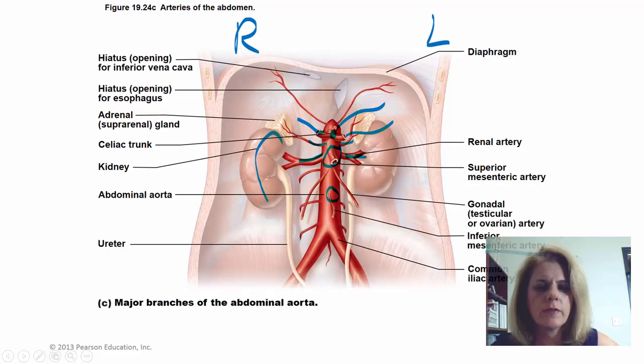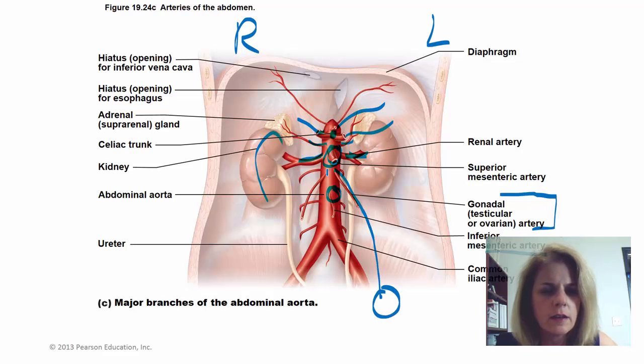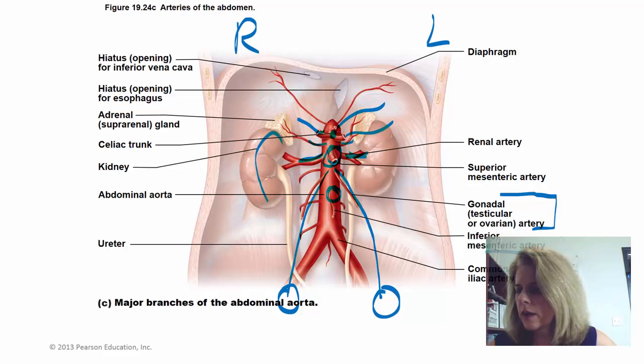Okay, so we've covered your celiac trunk, your splenic artery, your hepatic artery, your gastric artery, your superior mesenteric, your inferior mesenteric, your 2 renal arteries, and you also have to know your gonadal arteries. And so these are the ones that go to the testes in the male and the ovaries in the female. So the gonadal arteries, they come off right below the superior mesenteric. So here's a gonadal, and it's going to continue down to the gonad. Here's one continuing down to the gonad.